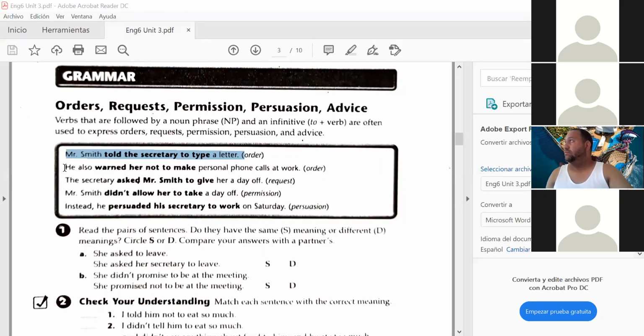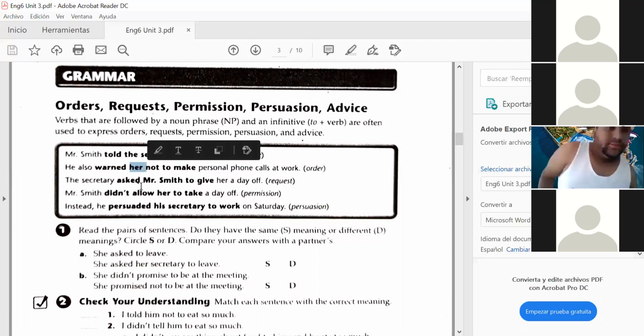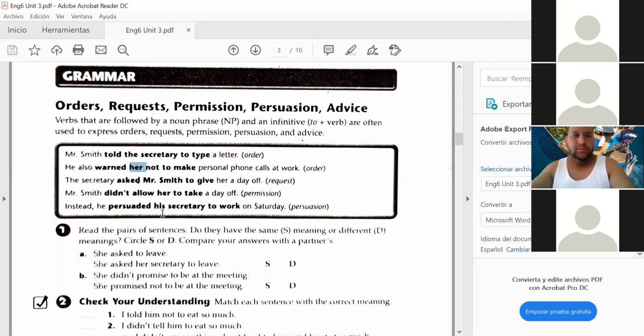For example, let's check example number 2. Look here. Here we have, he also warned her. You see, he also warned her. Well, you can say, but teacher, who is her? Well, we're talking about the secretary. You see, the first sentence said, Mr. Smith told the secretary to type a letter. And on the second one, we have, he also. Who is he? Mr. Smith. And who is her? The secretary. So he also warned her not to make personal phone calls at work.